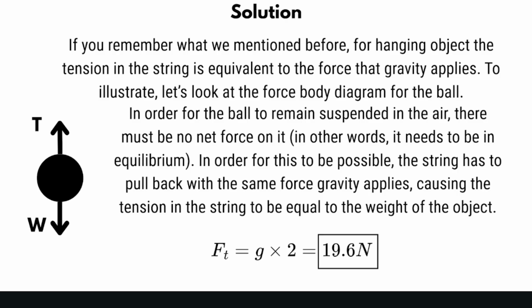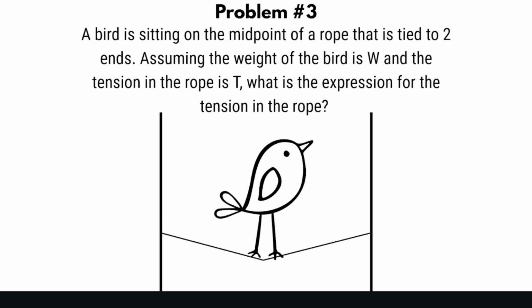So then we can do our calculation. The force of tension is going to be gravity, because that's where the magnitude of our acceleration is coming from, and then times 2, which is the mass of the object, and if you do the math, that'll get you 19.6 newtons.